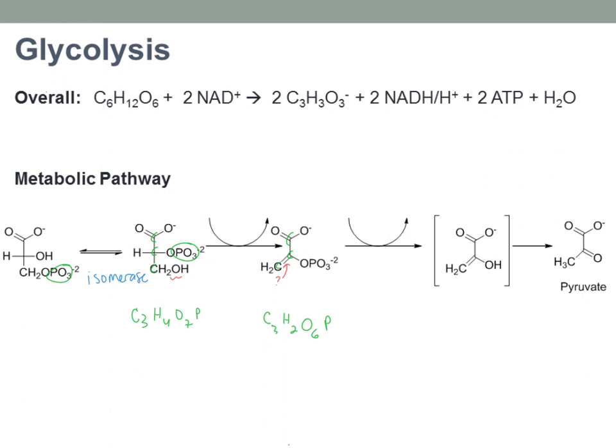So if you look at the difference between these two, my hydrogens go from 4 to 2, and my oxygens go from 7 to 6. Or in other words, what I lost here was 2 hydrogens and an oxygen. Or in other words, I lost water. I lost H2O.